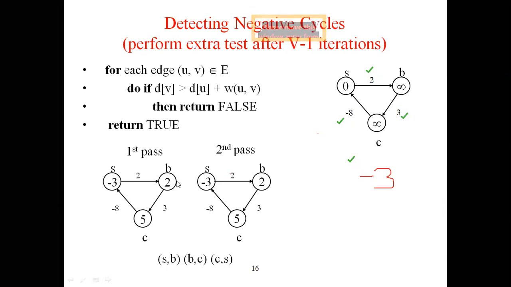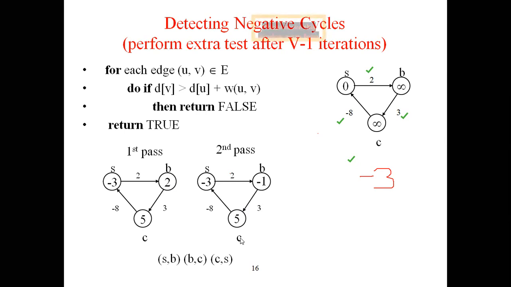In the second pass, again update from S to B, B to C, C to S. From vertex S to vertex B: this is minus 3 and this is 2, so you get minus 1. Here 2 is there, so you need to update at B to minus 1. Now from minus 1, update BC, that is, update vertex C.